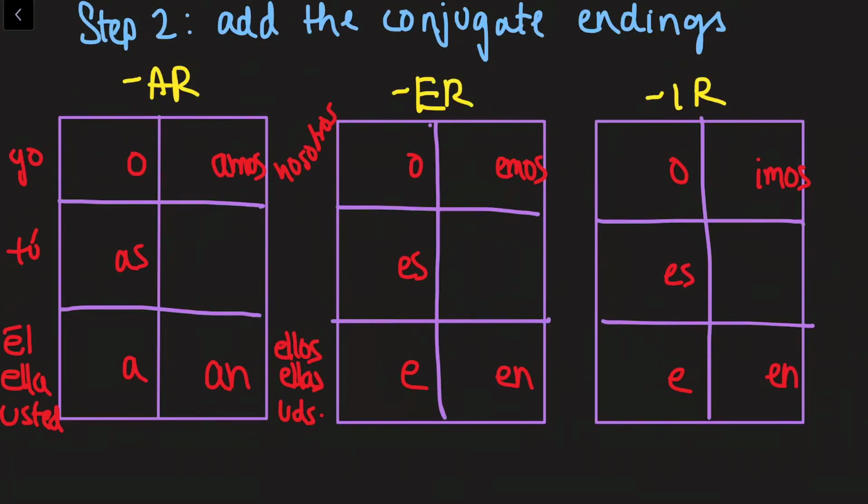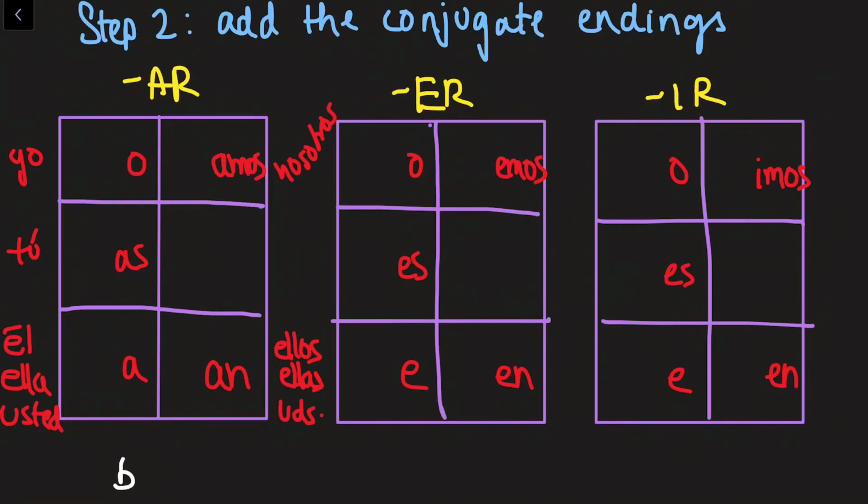Notice how the ER and IR verb conjugations are identical except for the nosotros form, where for ER it's hemos and IR it's imos. I also recommend that you memorize these conjugations because it will make the process so much easier. But let's look at an example.